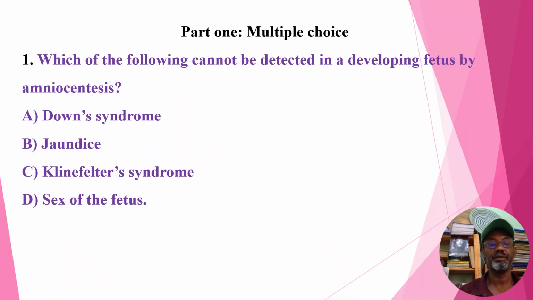The first question asks us here, which of the following can't be detected in a developing fetus by amniocentesis? Of course, the answer is jaundice.